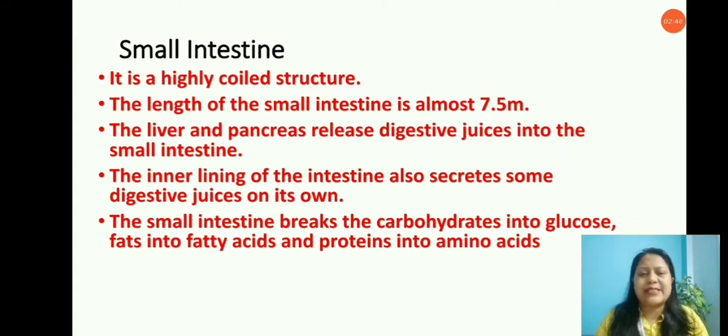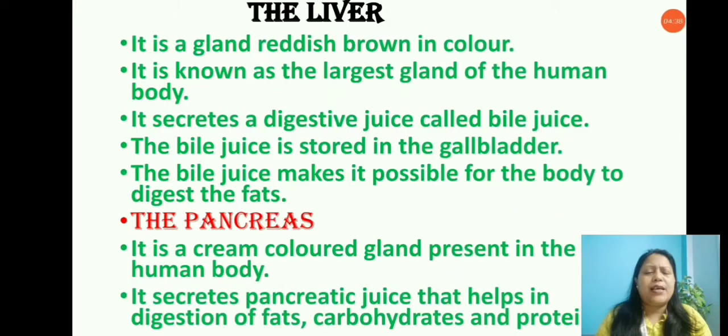The small intestine breaks the carbohydrates into glucose, fats into fatty acids and proteins into amino acids. So you can see in the small intestine the breakdown of carbohydrates occurs, the breakdown of fats occurs and the breakdown of proteins into amino acids also occurs. Okay. Let's discuss something related to the liver and the pancreas. So these two glands are associated with the small intestine.